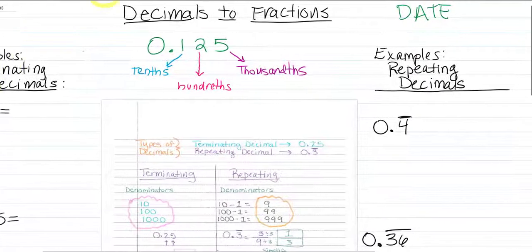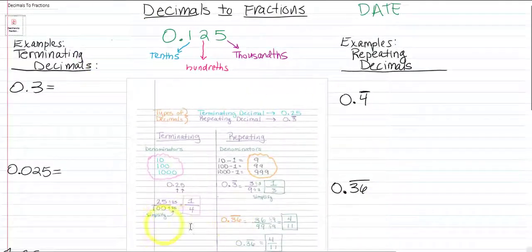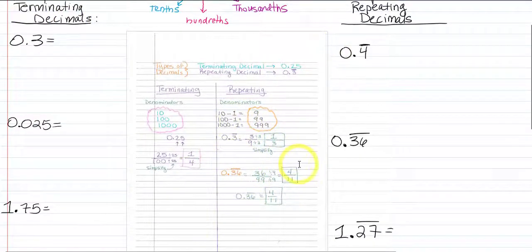Please make sure you title your page decimal to fractions, and put today's date. All of the notes that you see today on the screen should be in your notebook. First, we're going to go over the types of decimals. We're going to do some examples, and then we'll go over the rest of the notes that you see on the page here. Okay.